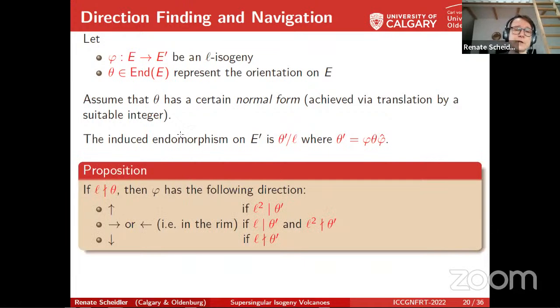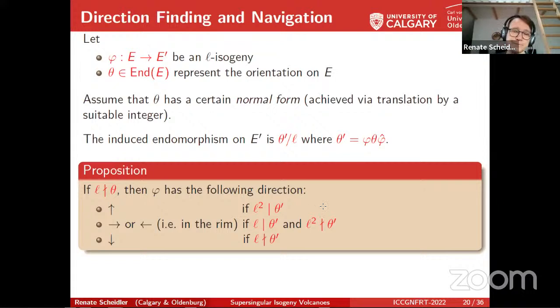And the way you figure this out is the following. You look at your theta in normal form, and let's assume that L does not divide it. And then you can identify the direction of your isogeny as follows. If this theta prime that you compute here is divisible by L squared, then your edge goes up towards the rim. If it's divisible by L, but not by L squared, then you're at the rim, you're at the top, and you're walking around the rim. And if L doesn't divide theta prime, then your edge goes down.